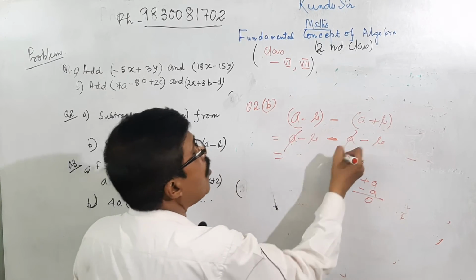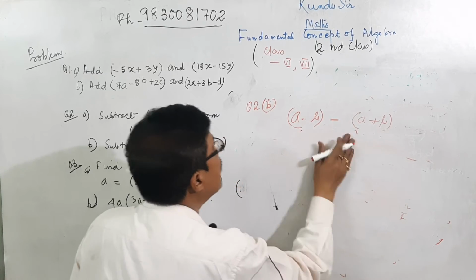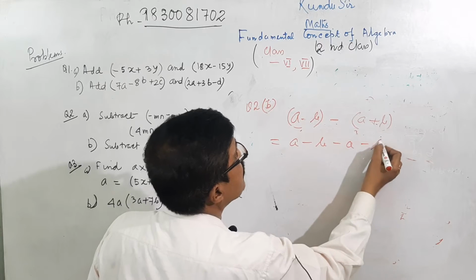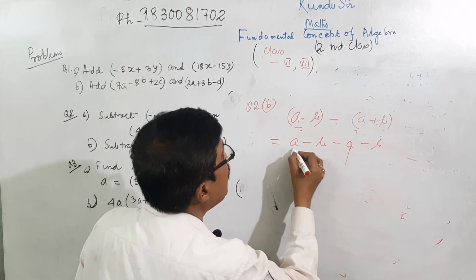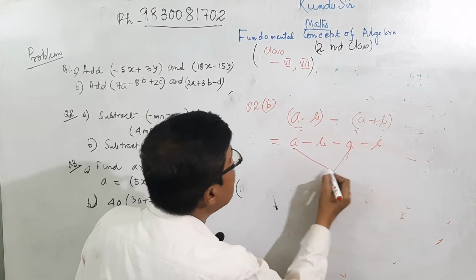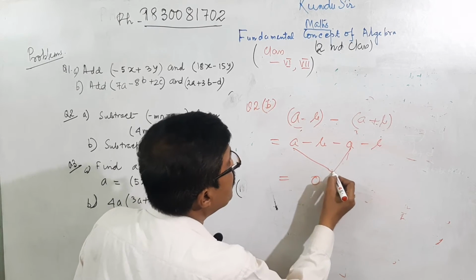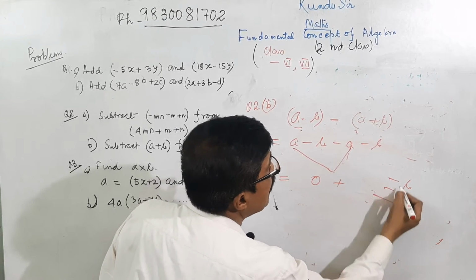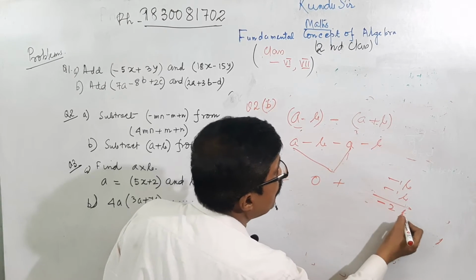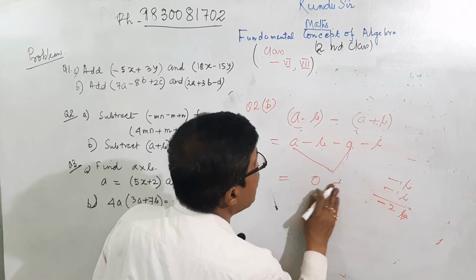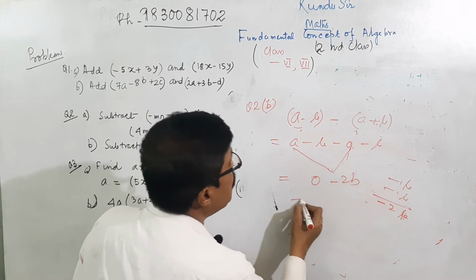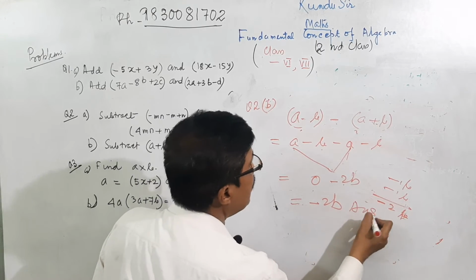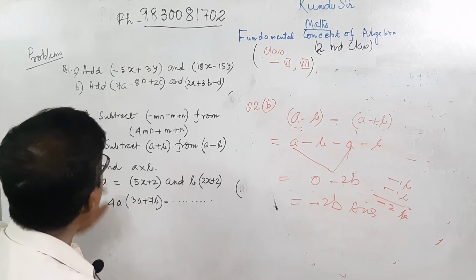You can put a cross or don't cross. You write a minus b minus a minus b. Minus a and plus a gives 0. And minus b and minus b gives minus 2b. 0 minus 2b equals minus 2b. It is the answer. Now we are doing the next one.